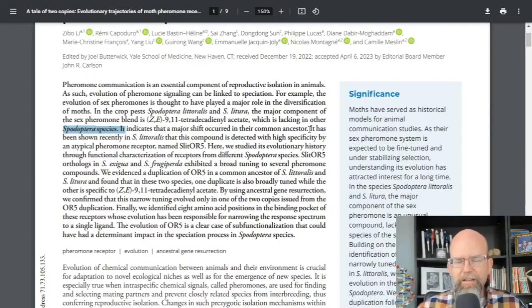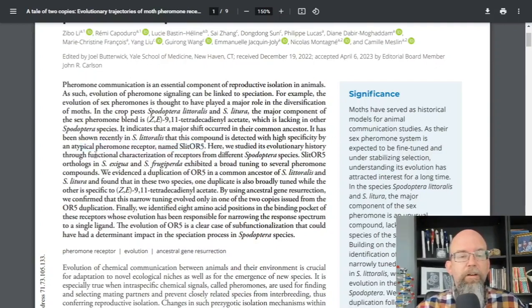So it's thought that at some point in the past, there weren't two different species, littoralis and litura. There was just simply one species of Spodoptera, whatever you would want to call that, common ancestor. And then there's the other species. And in that particular one, they're suggesting that there must have been some shift in their sex pheromone system. It has been shown recently that in littoralis, this compound is detected with high specificity by an atypical pheromone receptor named SlitOR5. OR stands for olfactory receptor.